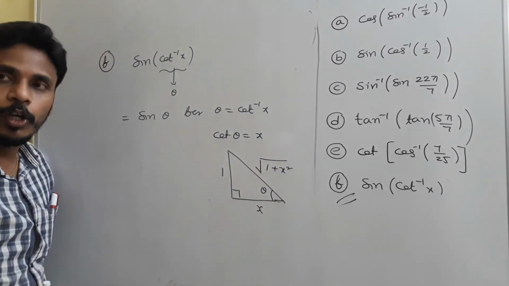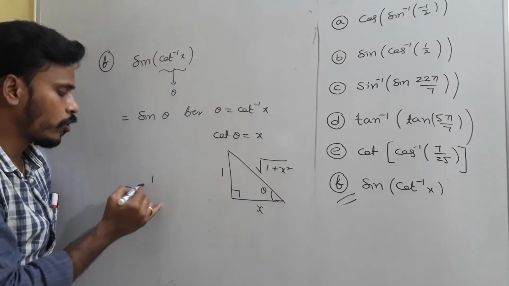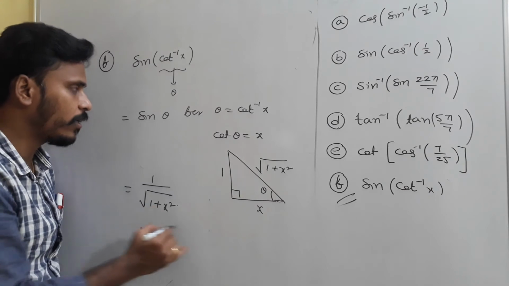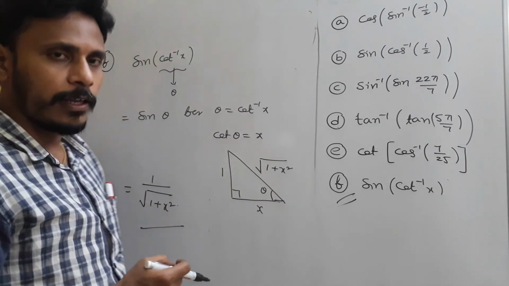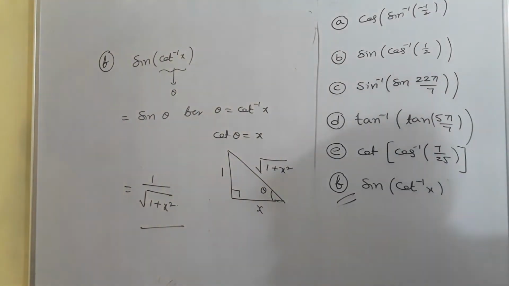At the end we need to find sine theta. Sine theta is opposite by hypotenuse, so 1 by root of 1 plus x square is our required answer. So sine of cot inverse x is simply 1 by root of 1 plus x square. Okay, just have a look.